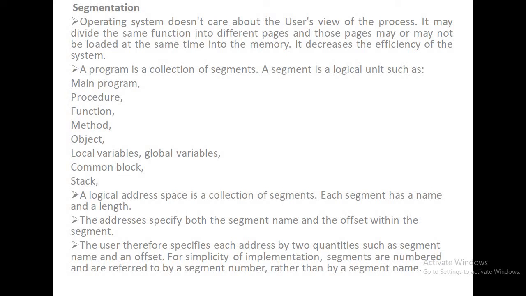A logical address space is a collection of segments. Here each segment has a name and length. The address specifies both the segment name and the offset within the segment. The user therefore specifies each address by two quantities, segment name and offset. For simplicity of implementation, the segments are numbered and are referred to by a segment number rather than by the segment name.